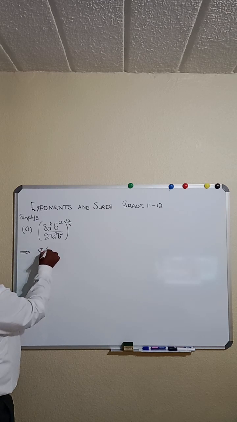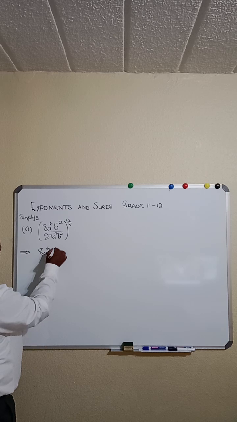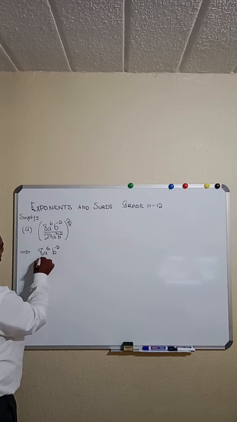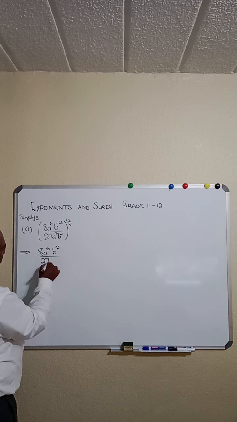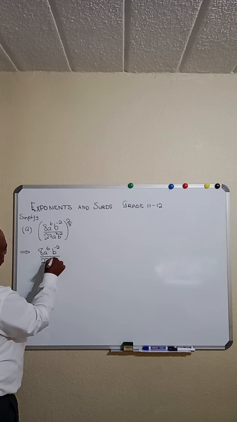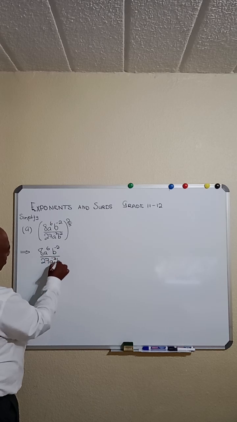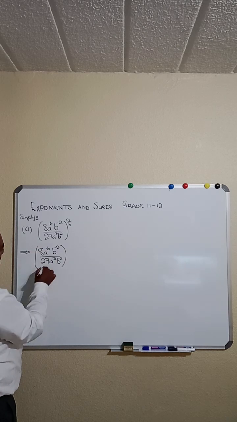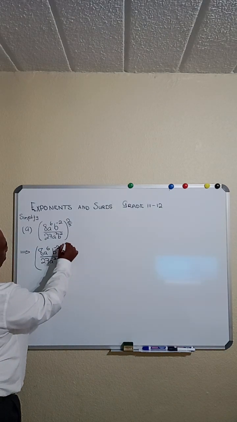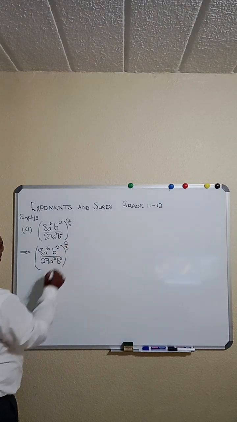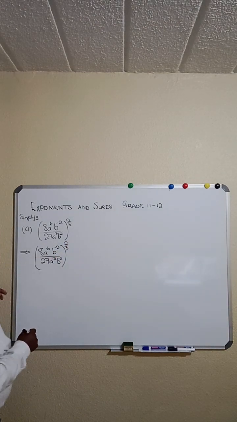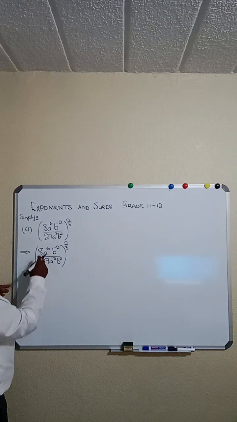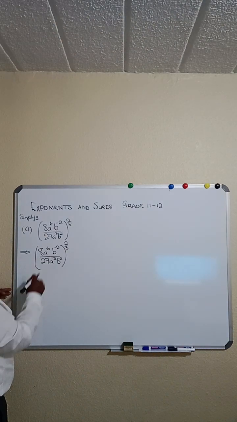a to the power 6, b to the power minus 2, divided by 27, a to the power minus 3, b to the power minus 2, all in brackets to the power 2 over 3. Now, look at this expression. You see, a is the same base as this one, b is the same base as this one.